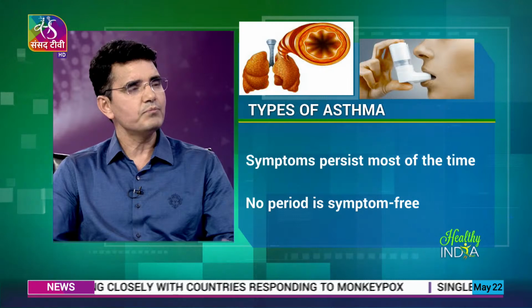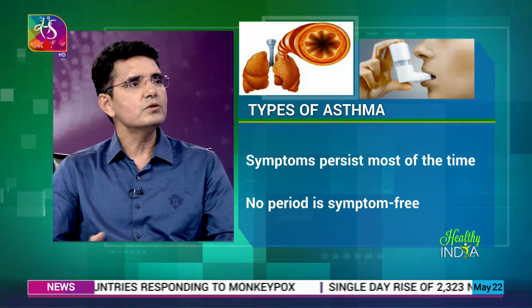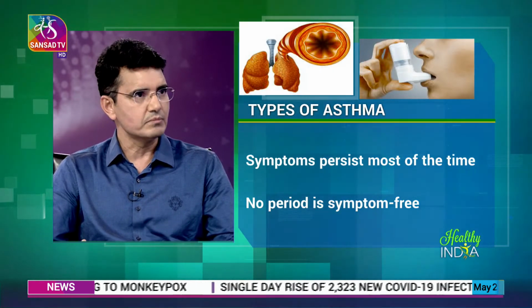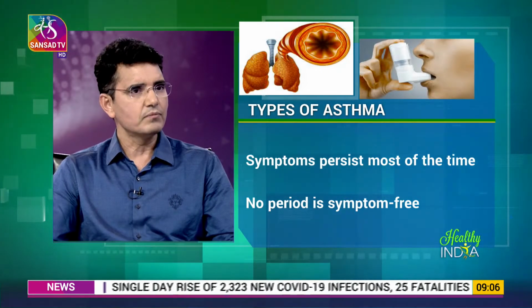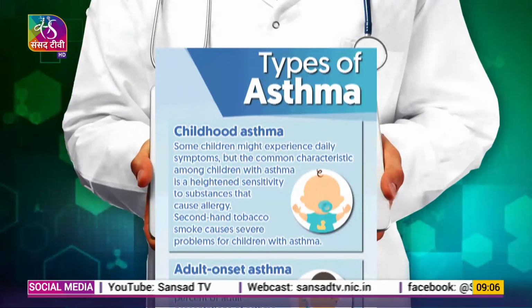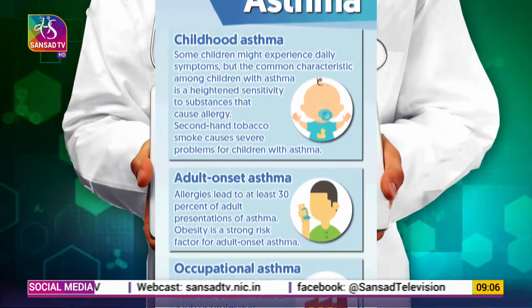The second type of asthma is a continuous or perennial kind of asthma, where for most of the year the patient will have symptoms, and there will be no period when the patient is free of symptoms. Although the symptoms can lessen in intensity, they will never disappear completely. This is one simplest kind of classification, but for physicians there are other classifications also.